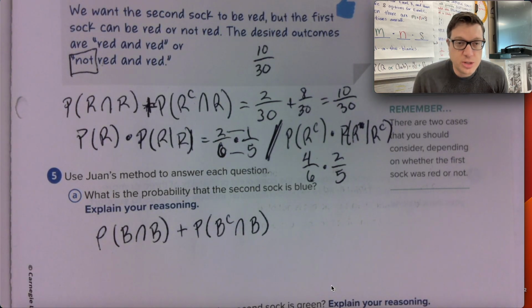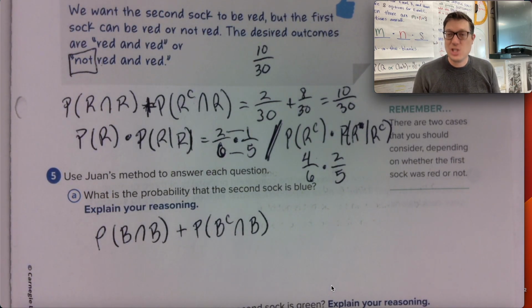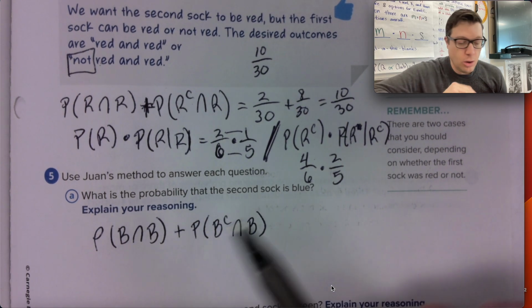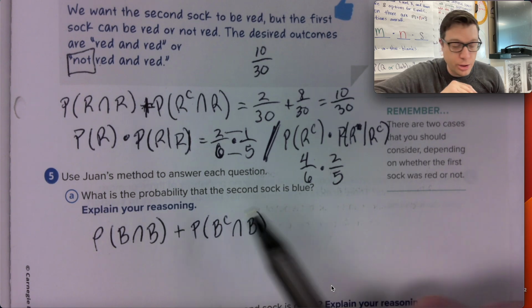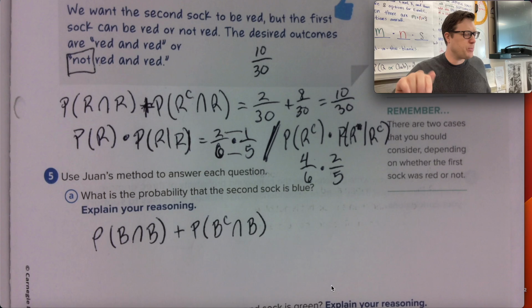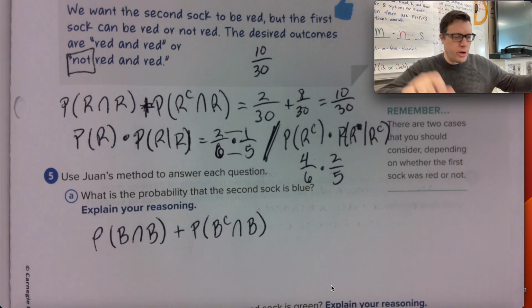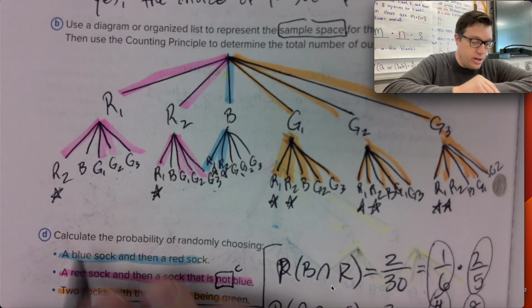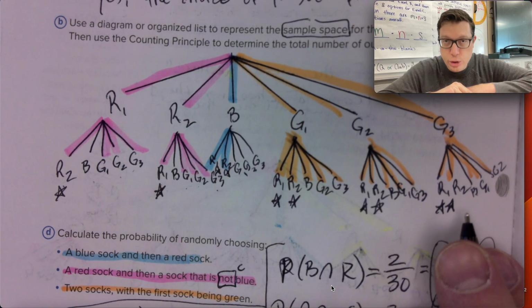Let's try it again, different scenario. Using Juan's method to answer these questions, what is the probability that the second sock is blue? That is either both socks are blue, or the first sock is not blue and the second sock is. But when we're done, we should be able to count them. Let's go again, tree diagram. Go there first. In the tree diagram, let's count up how many of the last row have blue socks.